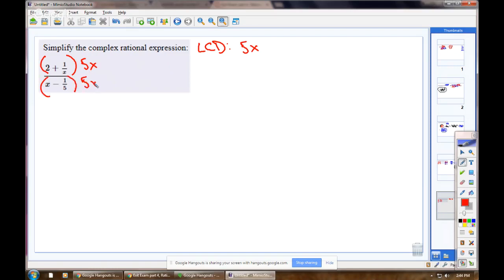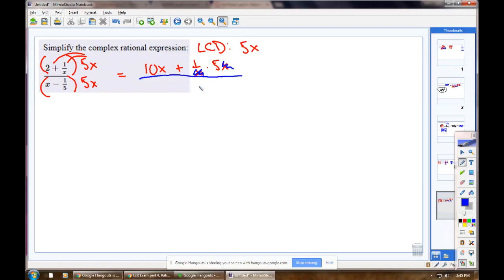5x, which is a legal thing to do with fractions, because 5x divided by 5x is 1, so I'm technically not hurting this. Now the cool thing is when I distribute that through, I'm going to get a 5x times 2, which would be a 10x. And then I'm going to get plus 1 over x times 5x. And the cool thing about that is I just designed this so that the x's divide out. They cancel.